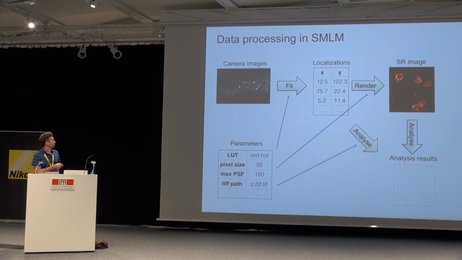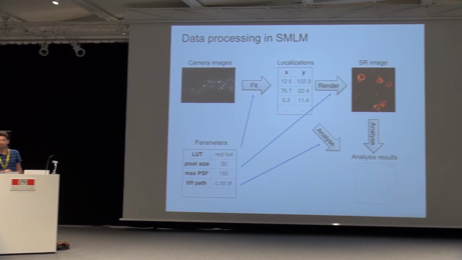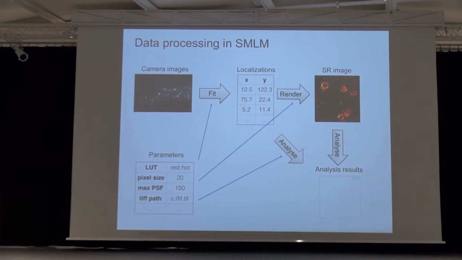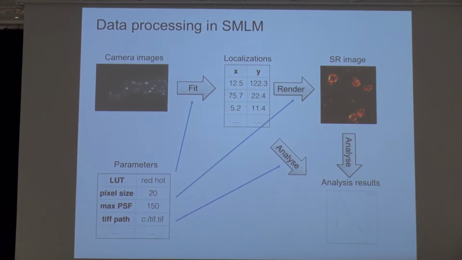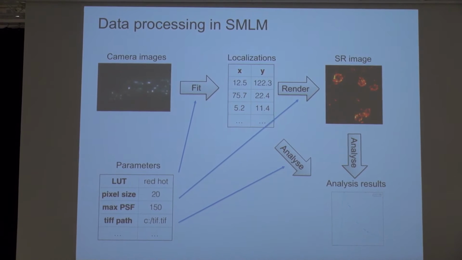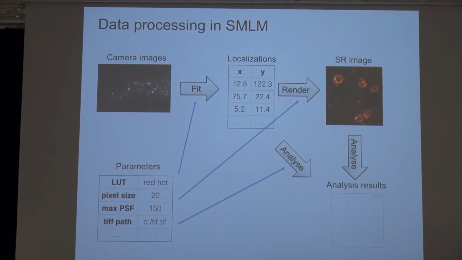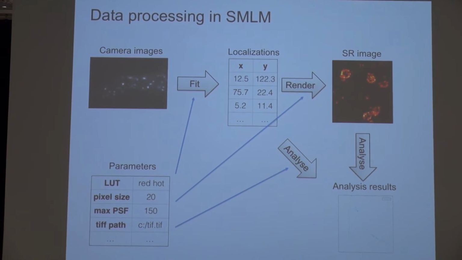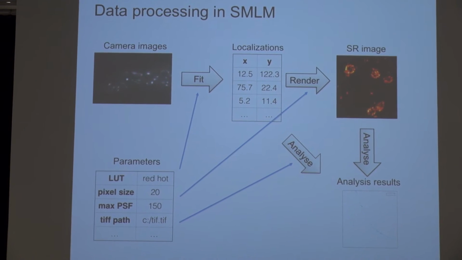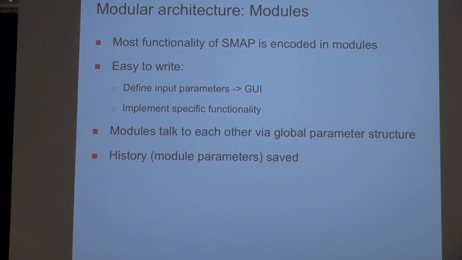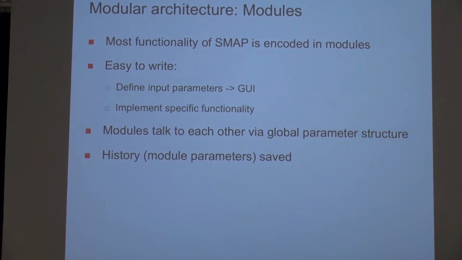You go from camera images to the list of localizations, which you can then render as super resolution images, and then you have to analyze those, or you directly analyze the localizations. And all these steps, of course, depend on many parameters which are usually provided by the user. So in SMAP, in our software, all these steps are encoded in what we call modules or plugins. These modules are actually quite easy to write.